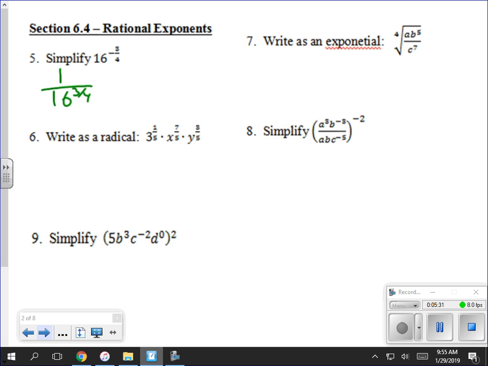The denominator means I take that root. So I take the 4th root. 4th root of 16 is 2. So I get 2 cubed in my denominator. 1 over 2 cubed. 2 cubed is 8. So my answer is 1/8.